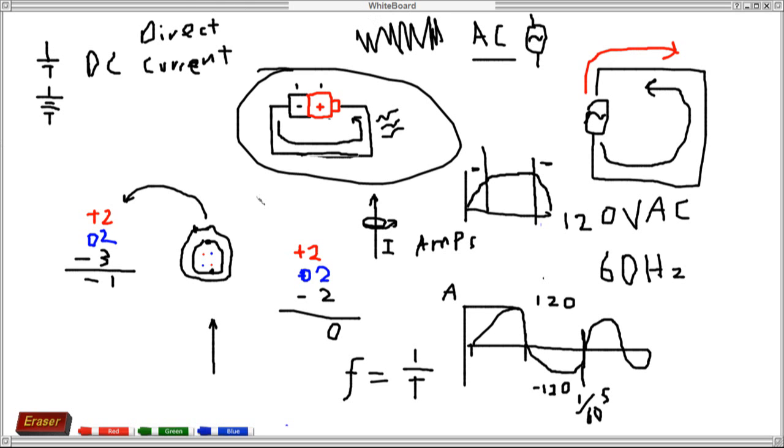But this is just a basic description of electricity. This is just the beginning part of it. On the next tutorial, I'm going to be covering much more in-depth concepts in regard to electrical circuits.